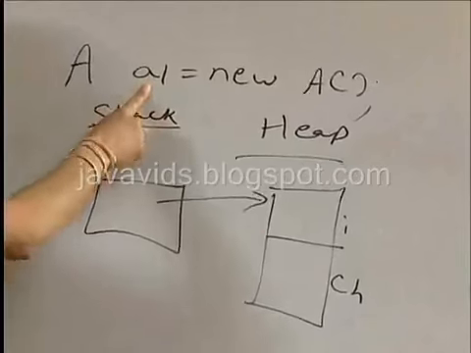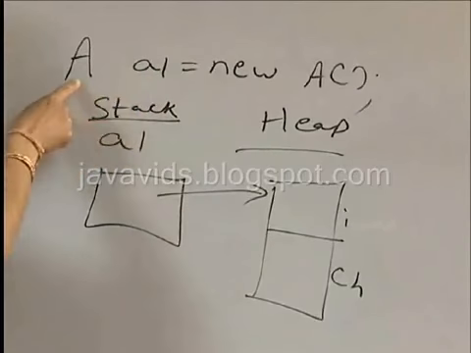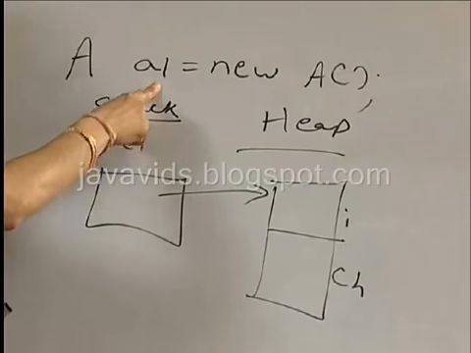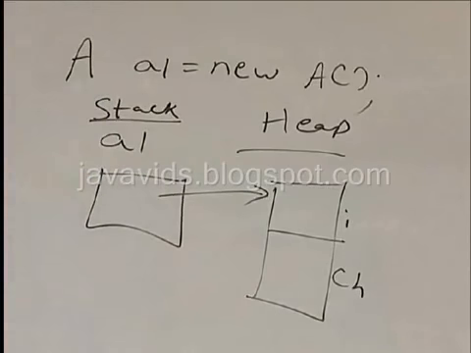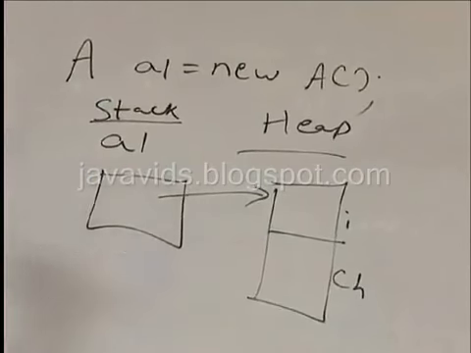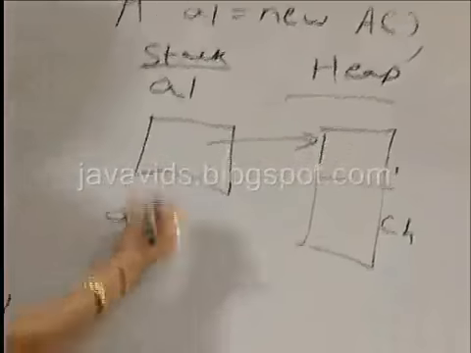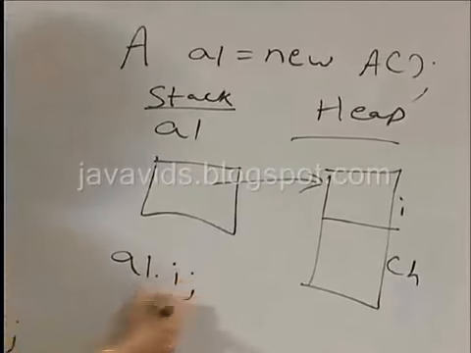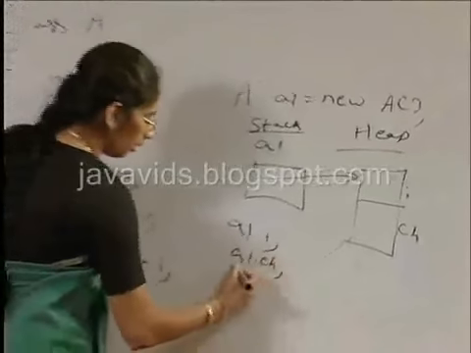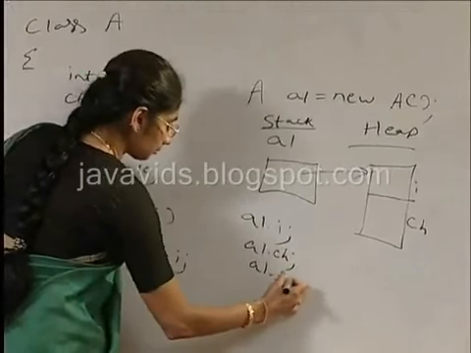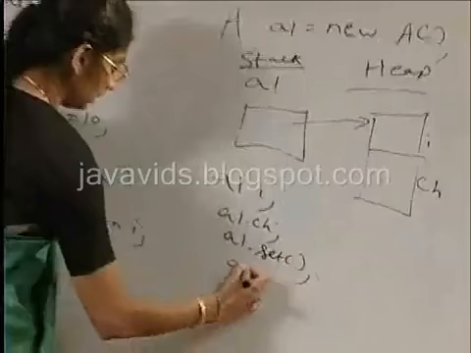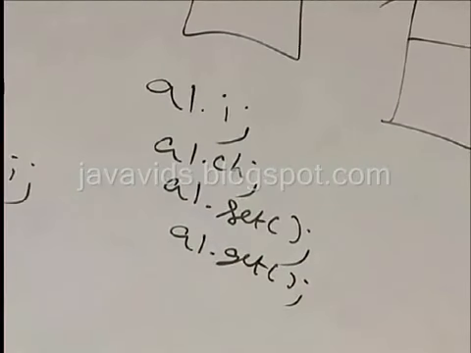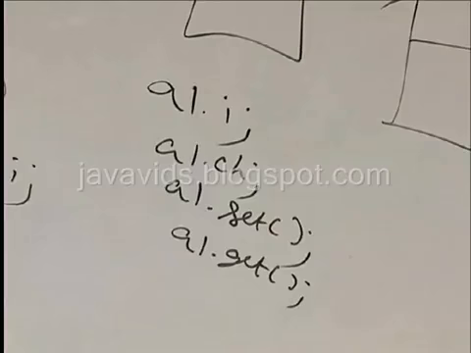So this particular variable A1, which is of type A, is called an object or an instance variable of a class. Now using this instance variable, we access the members of the class. It could be a variable or it could be a method. Likewise. So this is how we access the members of a class.